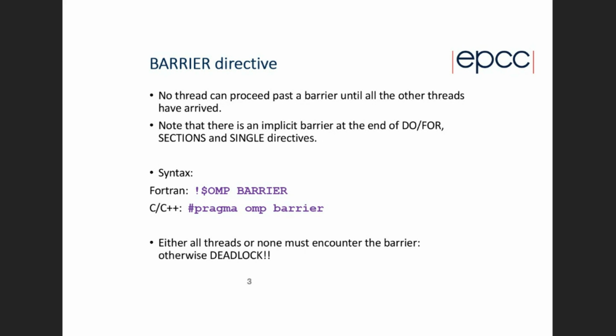And this is also true of the work sharing directives as well. For the same reason, if we have a work sharing do or for or a single, then we have to make sure that either all the threads in the parallel region reach that point or none of them do.